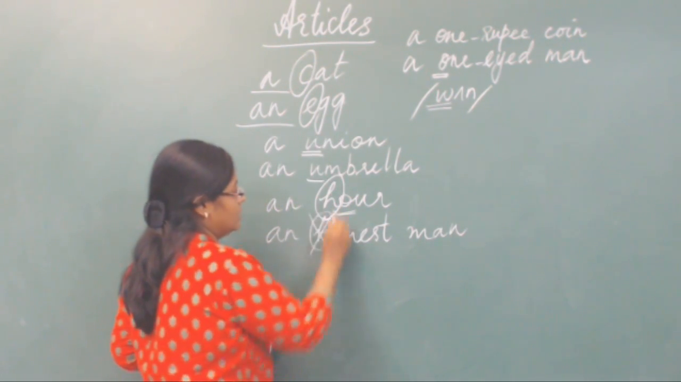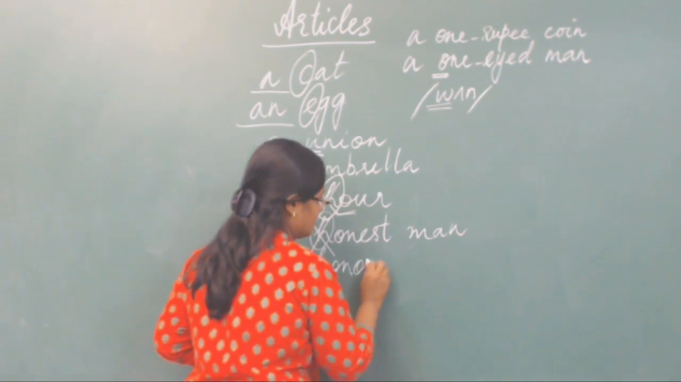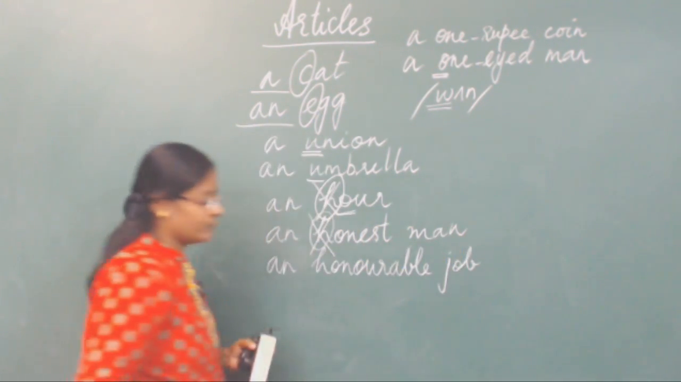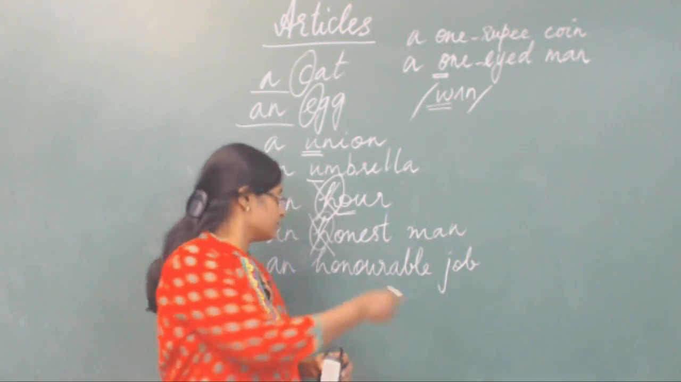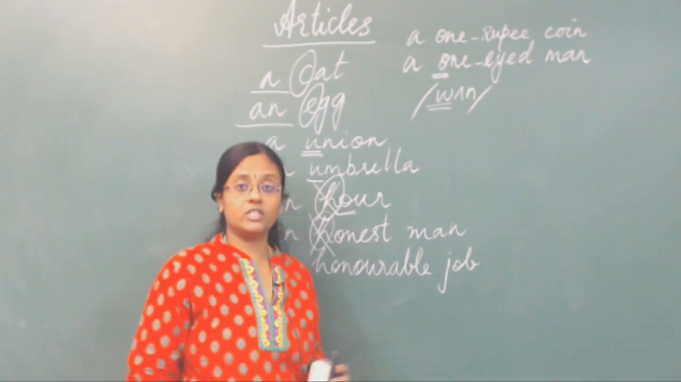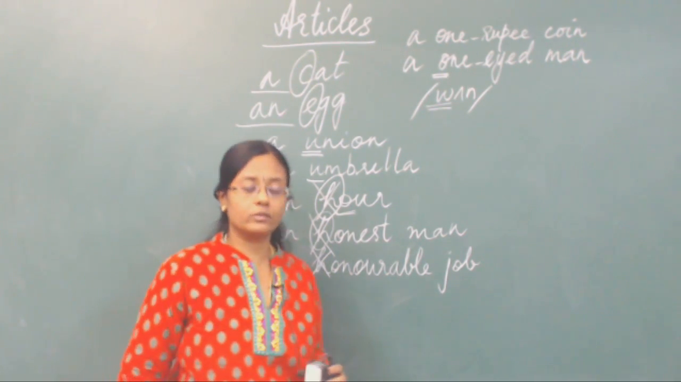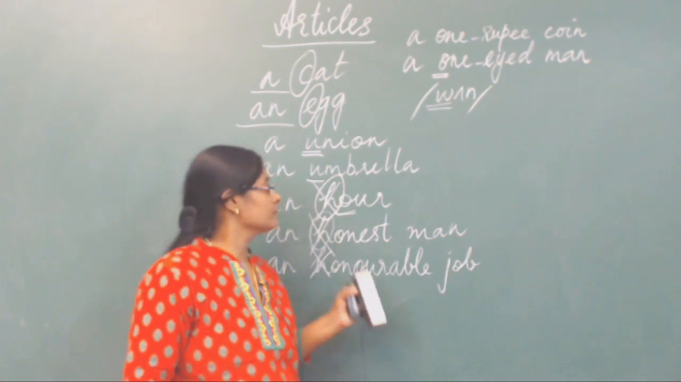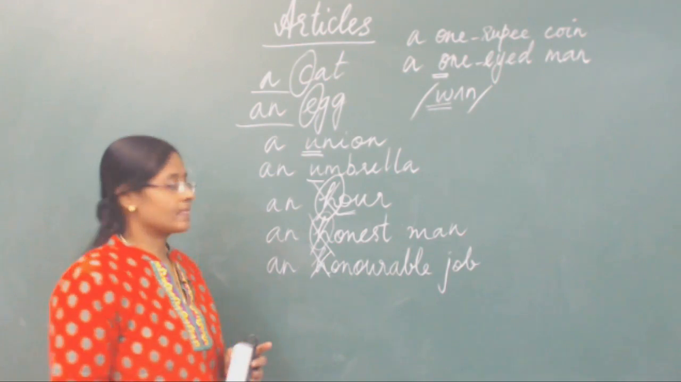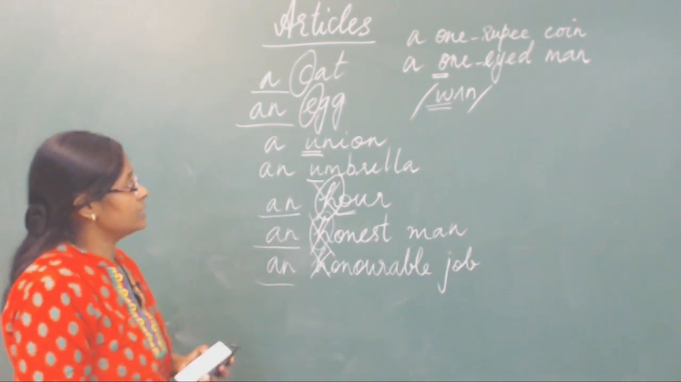Same way, this H is not pronounced. An honorable job. This is very important. Many times in functions you will hear people pronouncing it the wrong way. They may say honorable chief guest, which is wrong. You should not pronounce the H. It is honorable, honest, honorable, honor, right? An hour. So here, though the word begins with a consonant, it begins with a vowel sound. So we use an. Okay, this is the most basic of everything.